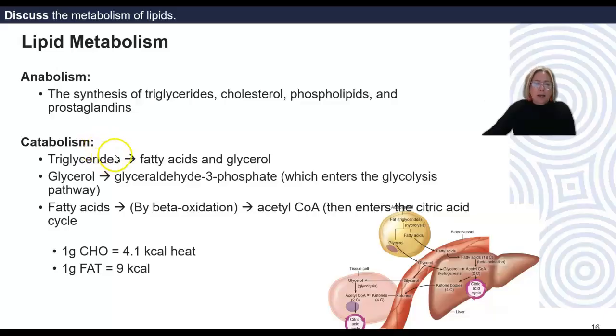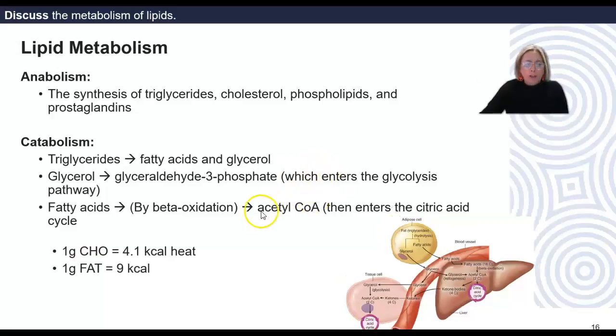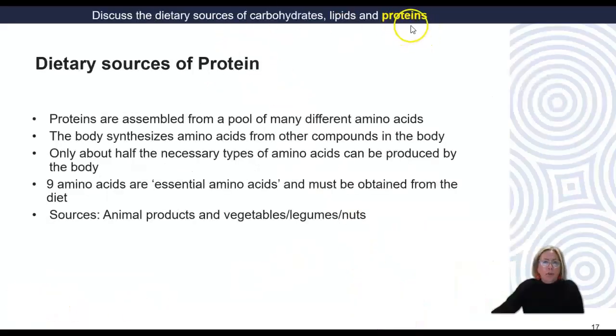Catabolism then is the breakdown of triglycerides to release fatty acids and glycerol, or the breakdown of glycerol to produce glyceraldehyde 3-phosphate, which then enters the glycolysis pathway. Fatty acids via beta oxidation produces acetyl-CoA. And when you compare the energy that is released from 1 gram of fat compared to 1 gram of carbohydrate, you can see that it is more than twice, so 9 kilocalories of heat.